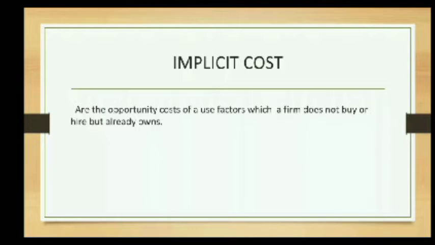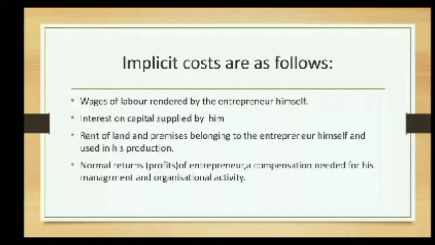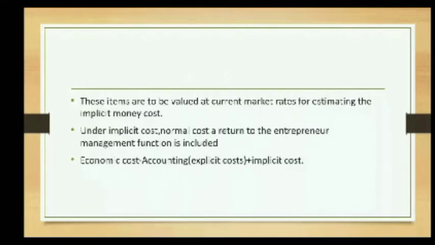Implicit costs are the opportunity costs of factors which a firm does not buy or hire but already owns. Implicit costs are as follows: wages of labor rendered by the entrepreneur himself, interest on capital supplied by him, rent of land and premises belonging to the entrepreneur himself and used in his production, normal returns or profit of the entrepreneur, a compensation needed for his management and organizational activity. These items are to be valued at current market rates for estimating the implicit money cost.